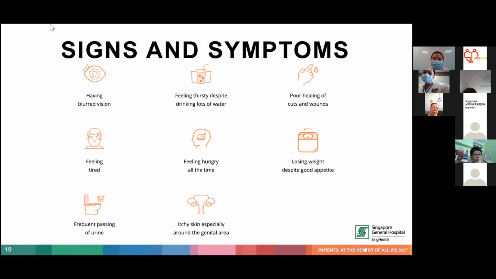So I was saying about the different signs and symptoms. In the early stages, there are no signs and symptoms shown in people with diabetes. It's a silent killer, and it only develops at a later stage where people will then develop the different signs and symptoms. The signs and symptoms that I'm going to share with you are the late stages of diabetes. First and foremost, we'll be having blurred vision.